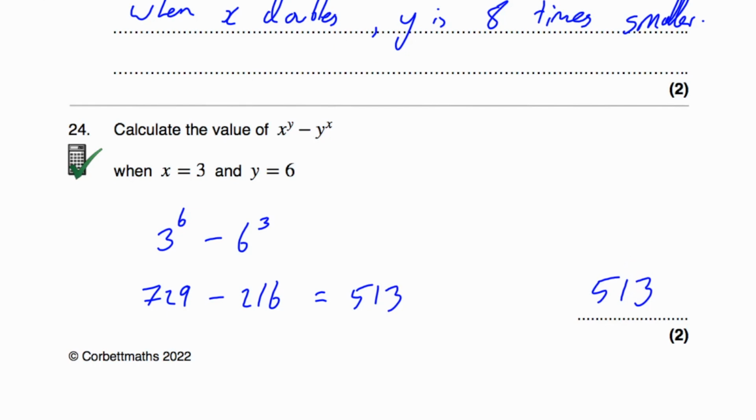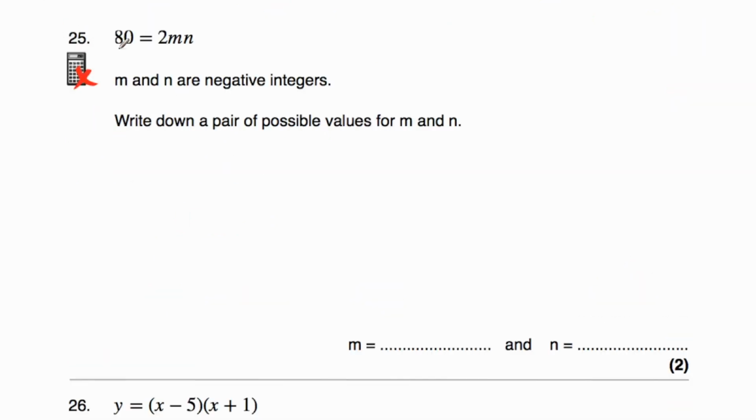Okay, let's have a look at our next question, question number 25. So in question number 25, we're told that 80 is equal to 2mn, where m and n are negative integers. So m and n are negative numbers. And we've been asked to write down a possible pair of numbers for m and n. So we're looking for possible values for m and n which would make this work. We're told that 80 is equal to 2 times m times n. Now, if it's 2 times m times n, that means that mn must be equal to 40, because 2 times 40 is equal to 80. So we could just divide this by 2 to get 40 is equal to mn.